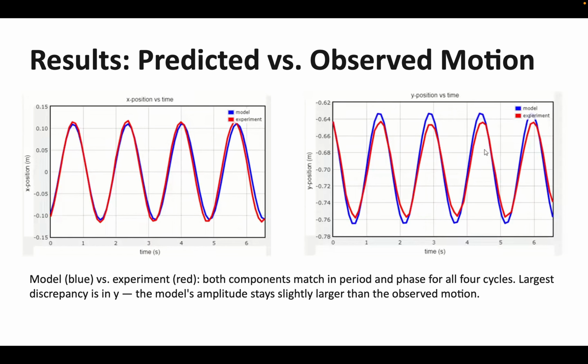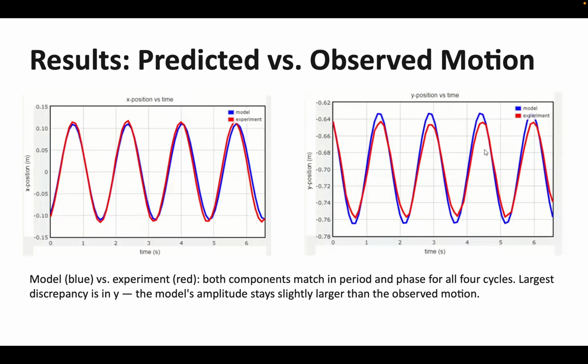So now the results. In these plots, blue is the model's prediction and red is the actual Tracker data. In the x direction, the match is nearly exact. In the y direction, the shape and timing match, but you can see the model's amplitude is slightly larger than the real data. That makes sense. The real system loses a little bit of energy to air resistance and friction inside the spring. The model doesn't include any of that. It's a perfectly lossless system.